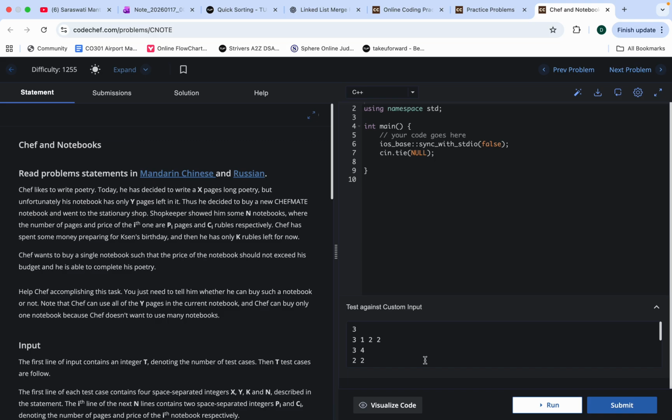So hello, today I'm going to solve this code on CodeChef, which is rated around 1255. So let's just move to the question.